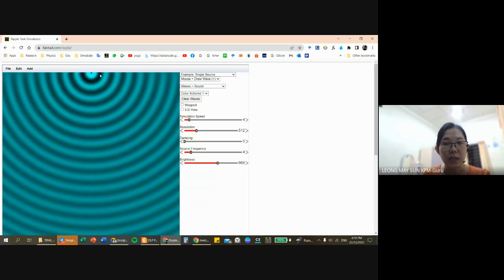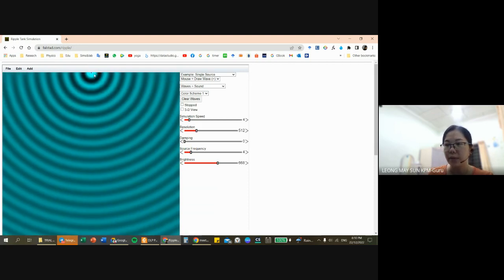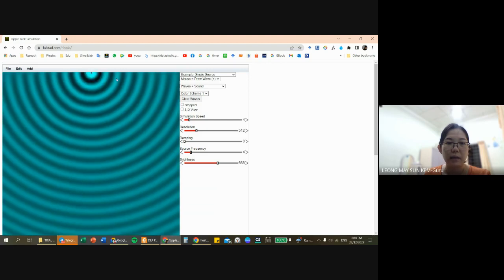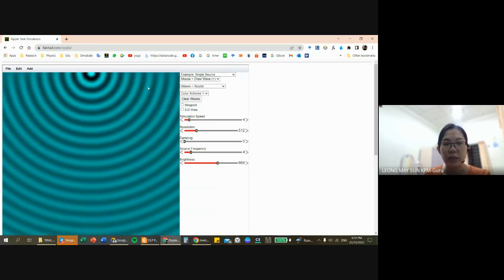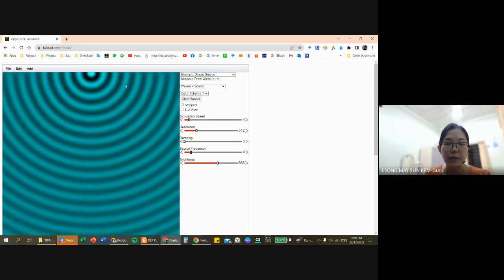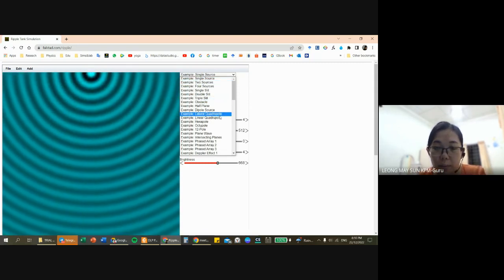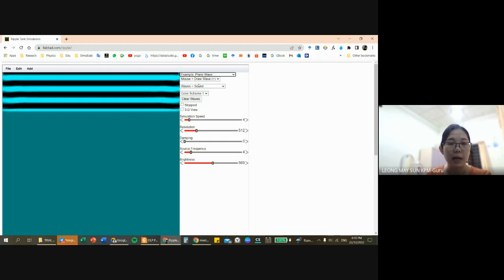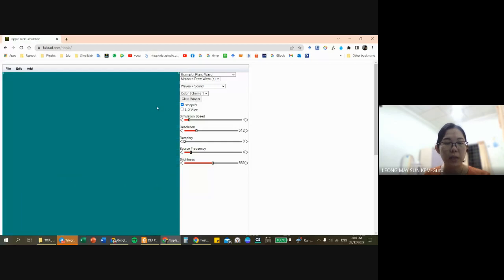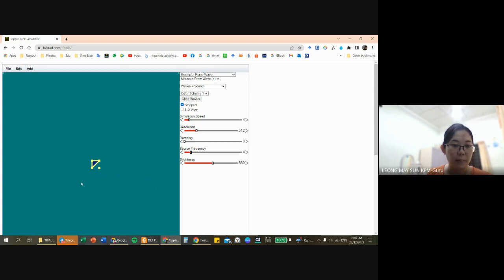Now what happens over here, you can see that this is the source of the vibration, and the wave is propagating outwards, and the bright lines that you see are the crest, the dark lines are the trough. So this is a circular wavefront. Now I'm going to change it to a plane source. This is a plane wavefront. I'm going to stop this, clear the wave, and add a prism over here.